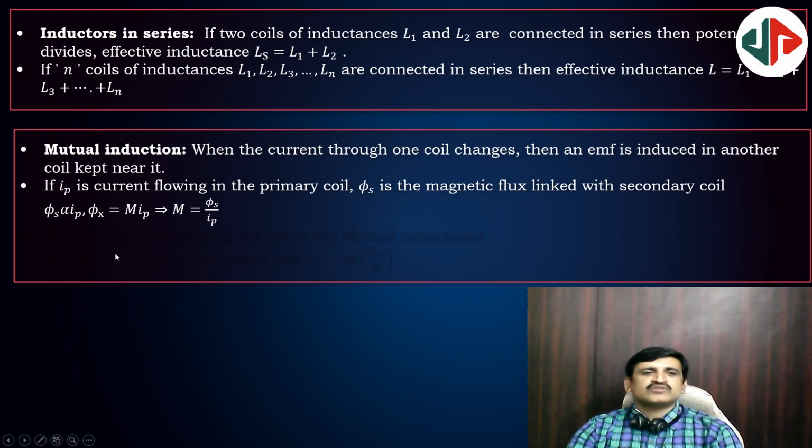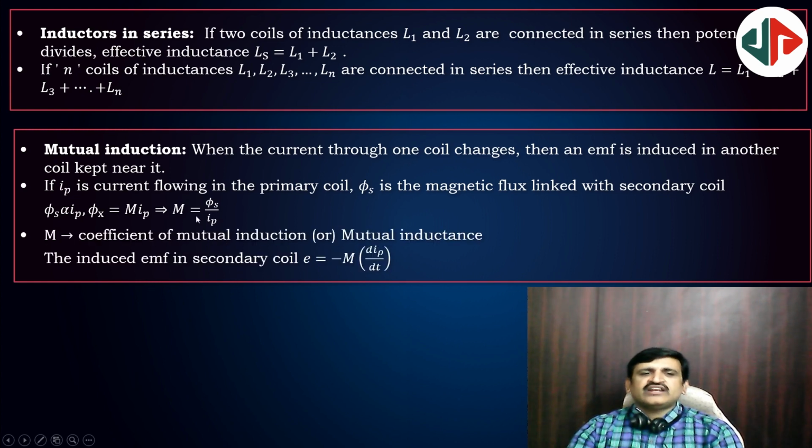This is the mutual induction concept. Mutual inductance gives phi equal to M I_P: primary current change causes flux change in the secondary. So phi is equal to M I_P, where that quotient is known as mutual inductance. Its unit is also the Henry, and M is equal to phi_S by I_P, actually d phi_S by d I_P, the change in current only.